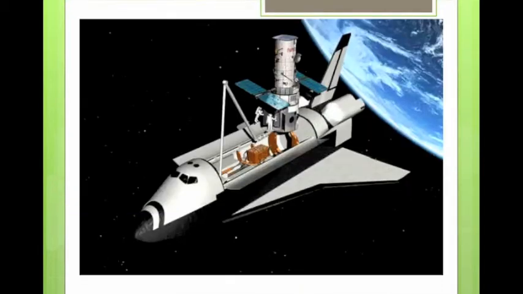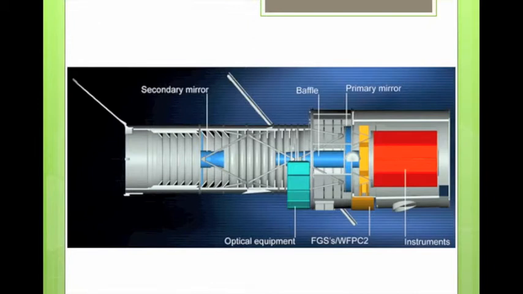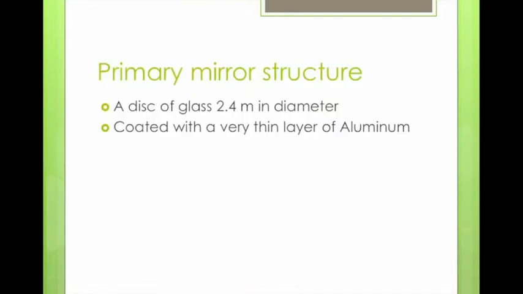This picture shows two astronauts setting up the telescope in space. This is the general telescope blueprint. It has two main mirrors, the primary mirror and the secondary mirror. The primary mirror is a disc of glass 2.4 meters in diameter, coated with a very thin layer of aluminum.